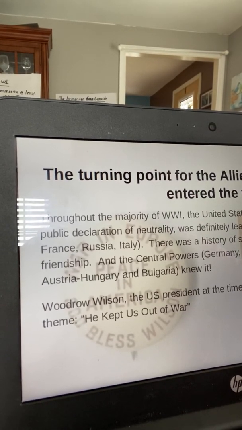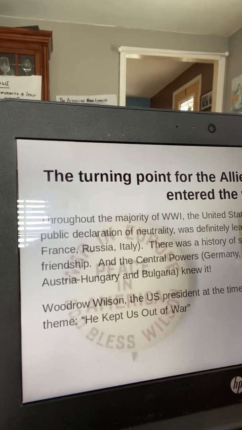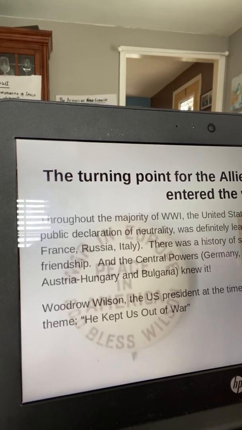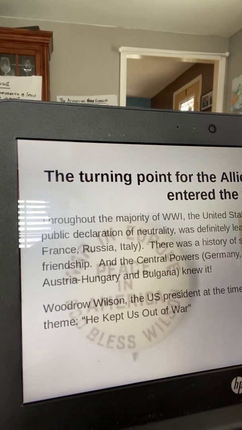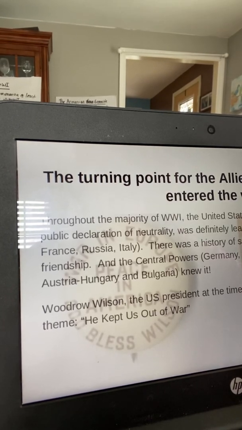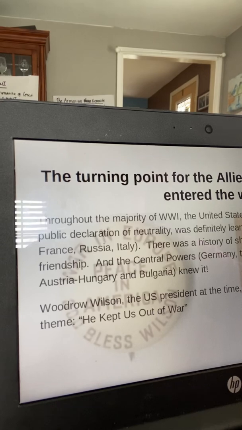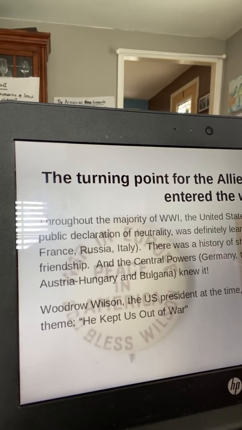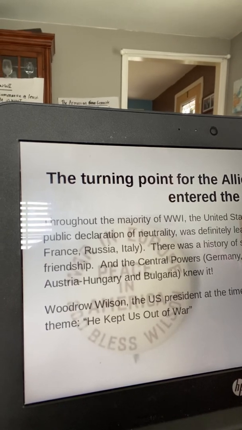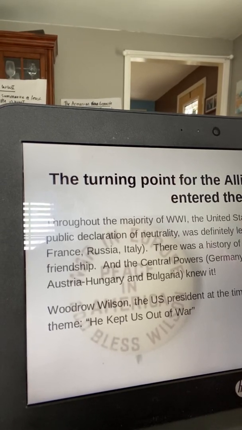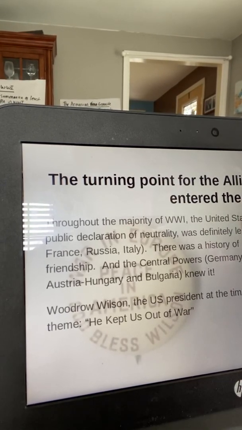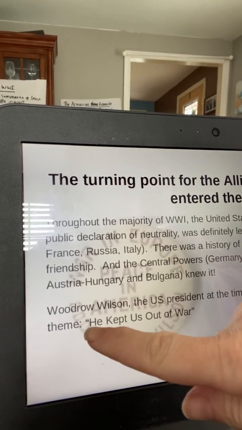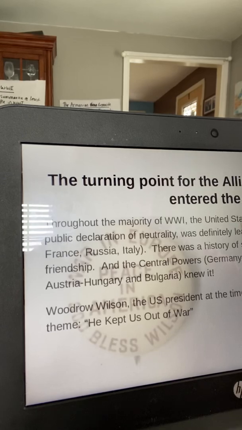The Central Powers, Germany, the Ottoman Empire, Austria-Hungary, and Bulgaria, all knew that we were kind of like England's pal. Woodrow Wilson, who was the U.S. president at the time, was running for re-election in 1916, kind of in the heat of the battle for Europeans in World War I. And he won on the theme, he kept us out of war. That was his slogan, kind of like Make America Great Again, or Yes We Can. His was, he kept us out of war.